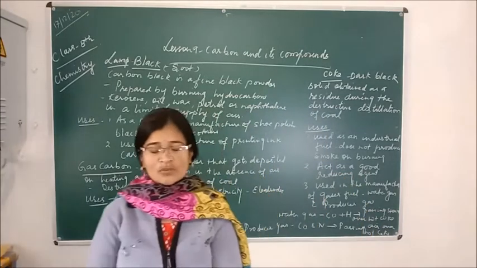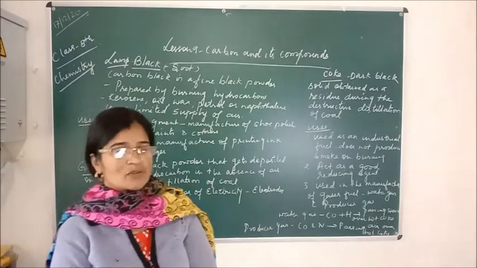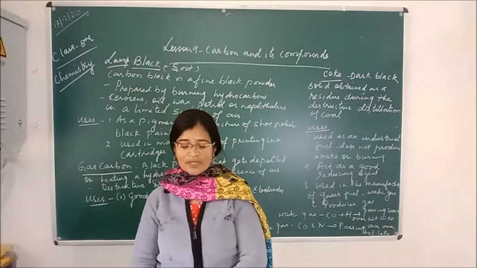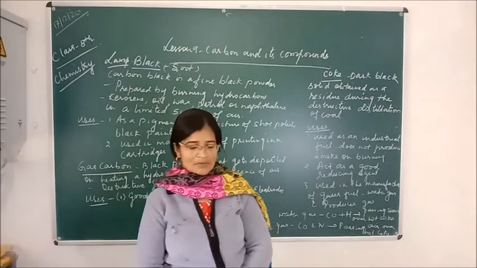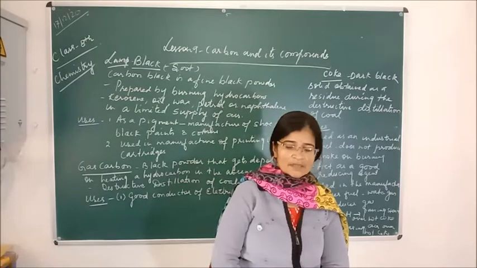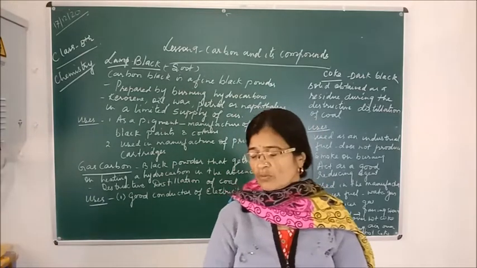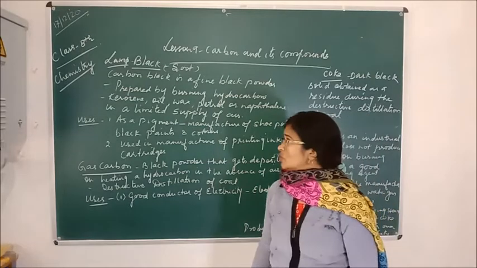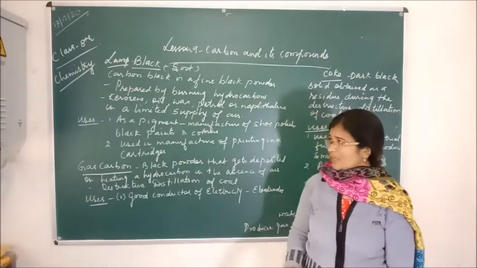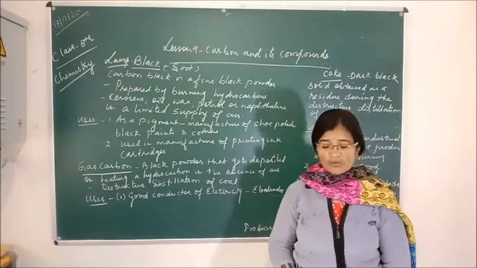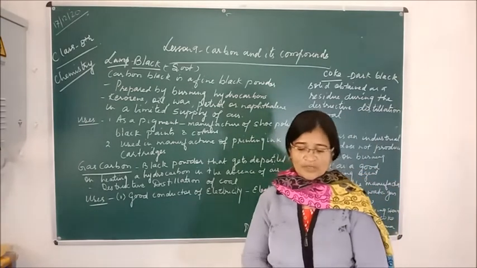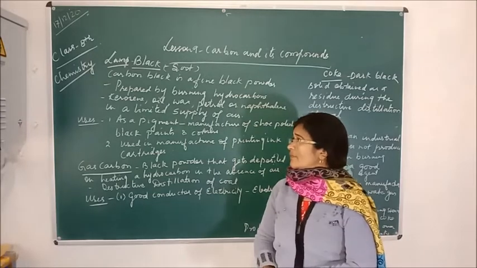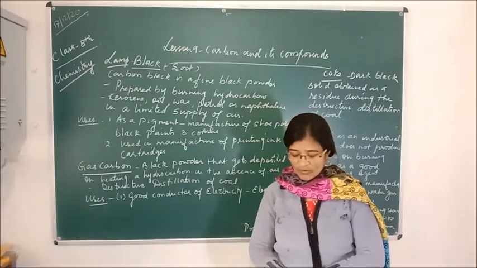In that, I told you about the different types of coal and how coal is formed. Of the different types of coal you have studied, there are three: bituminous coal, lignite, and anthracite. I have also told you about the uses. So all the uses of the different types of coal, as well as the qualification, you have to learn. Today we will discuss some other amorphous forms of carbon.